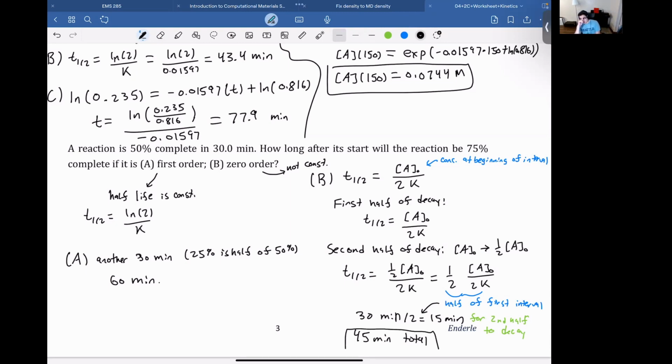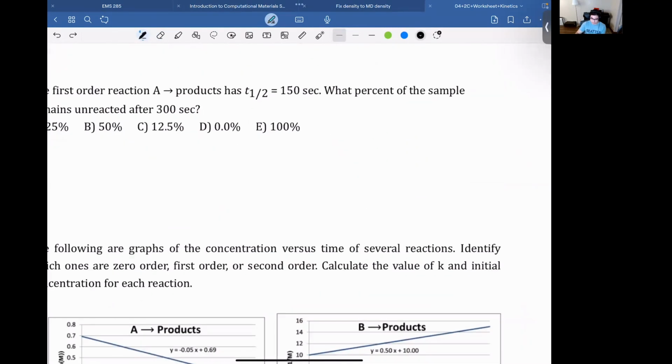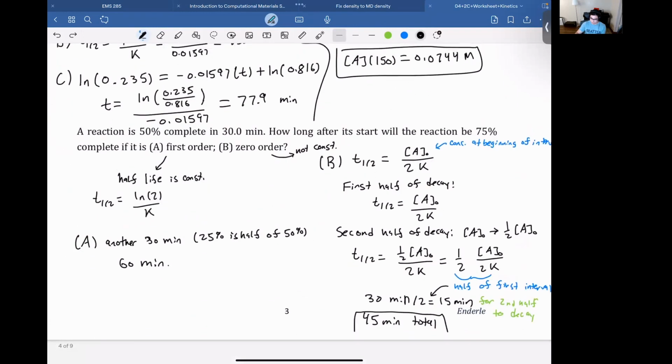That's how you do these problems, right? Maybe it would have even been more appropriate to label these as intervals, right? t of 1/2 1, like A naught 1 for first interval and the second interval. But the half-life for a zero order is not constant. It depends on the concentration at the beginning of that interval. All right. So moving on here.